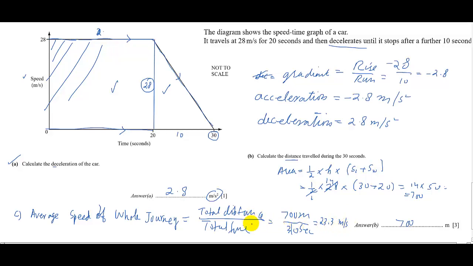So the average speed of the whole journey is total distance over total time, and the total distance was 700 meters and the total time was 30 seconds. So it is 23.3 meters per second.